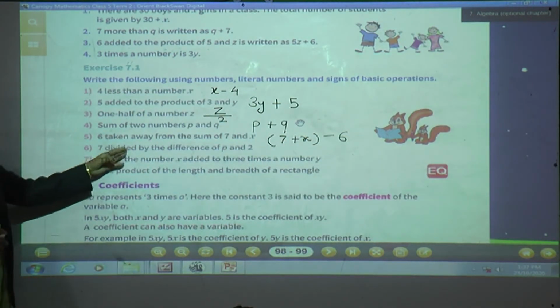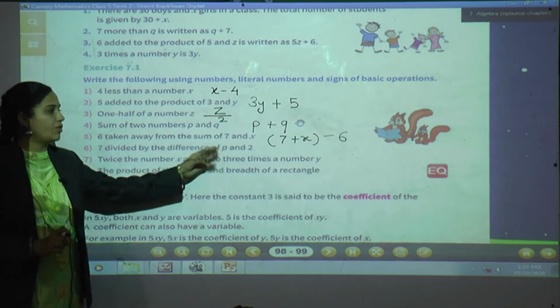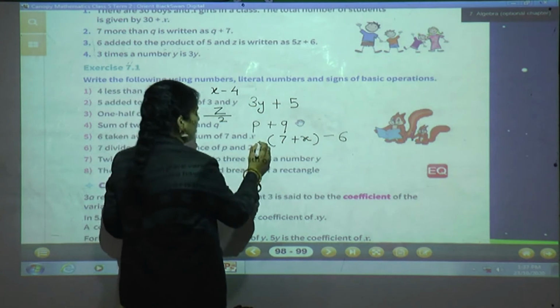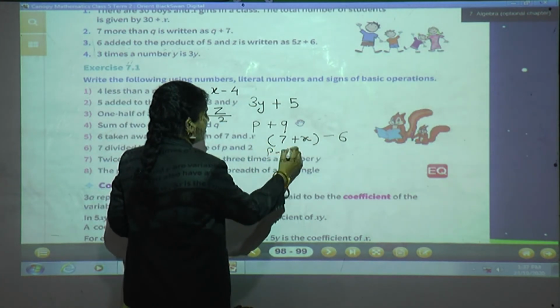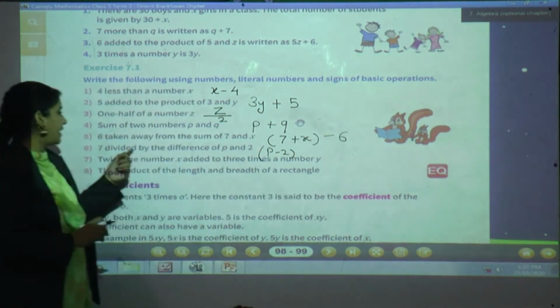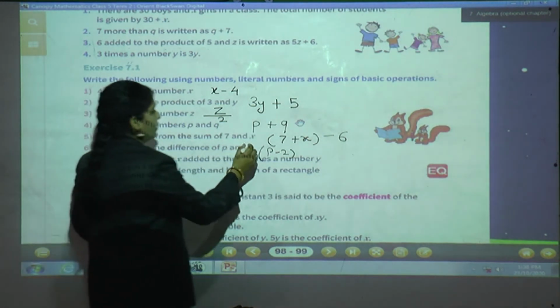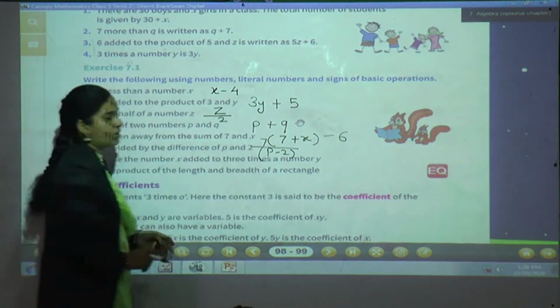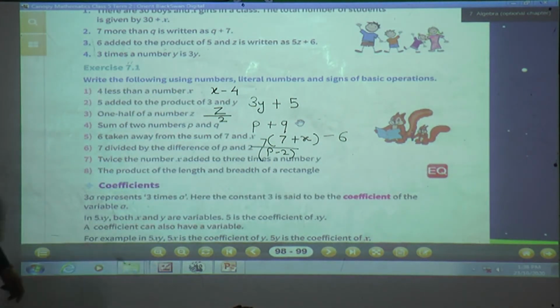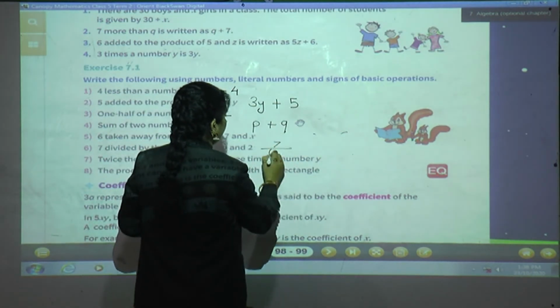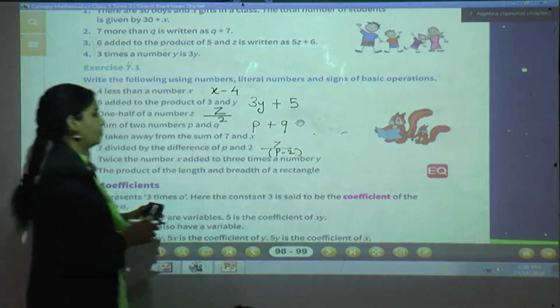Now 7 divided by the difference of p and 2. The difference means p minus 2, and 7 divided by this number, so here we can write 7 upon p minus 2. Okay, 7 upon p minus 2.